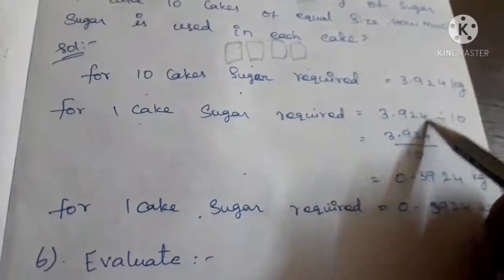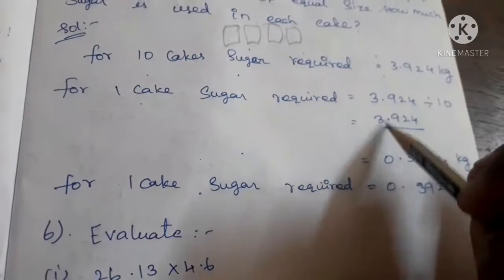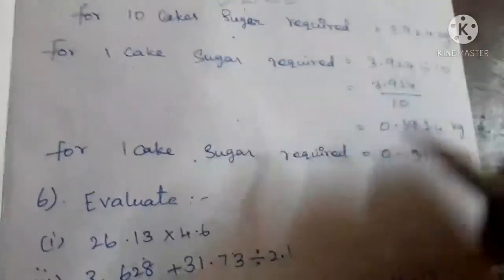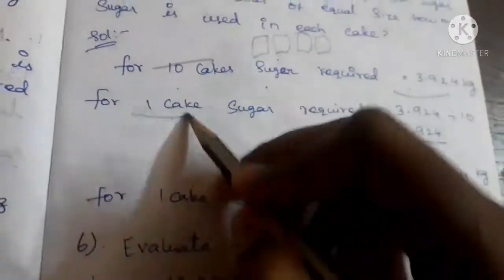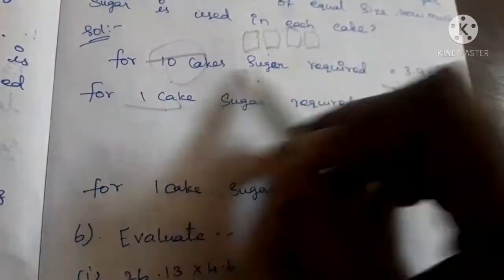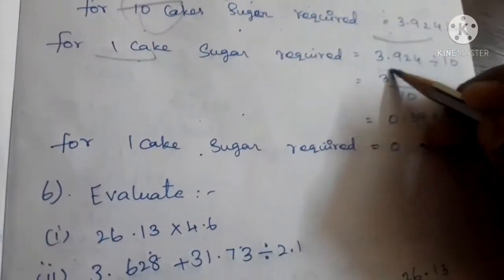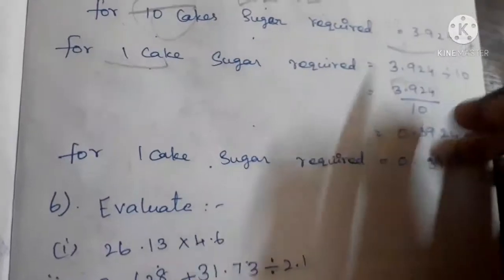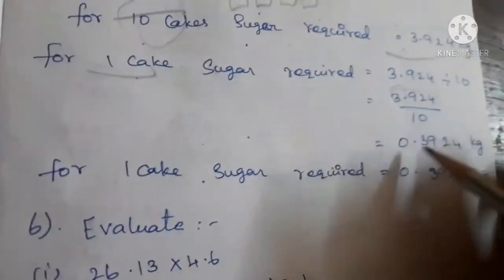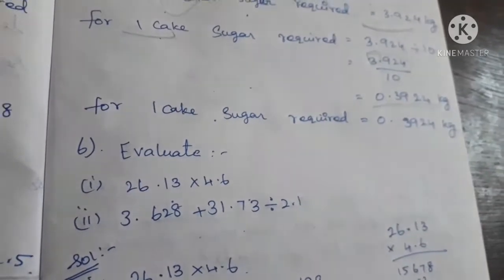So for 10 cakes the sugar required is 3.923 kg. For 1 cake the sugar required is 3.923 kg divided by 10. Because for 10 it is this much, for 1 it is this amount divided by 10. So you should move the point 1 decimal place from right to left. So you should move it from here to here. It is 0.3923 kg of sugar required for 1 cake.